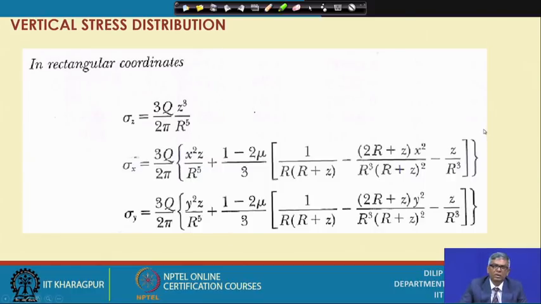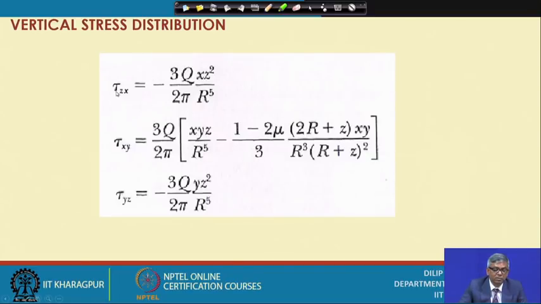Similarly, these are all normal stresses, and next this one shows all the shear stresses: tau zx, this is the expression, tau xy, this is the expression, and tau yz, this is the expression.